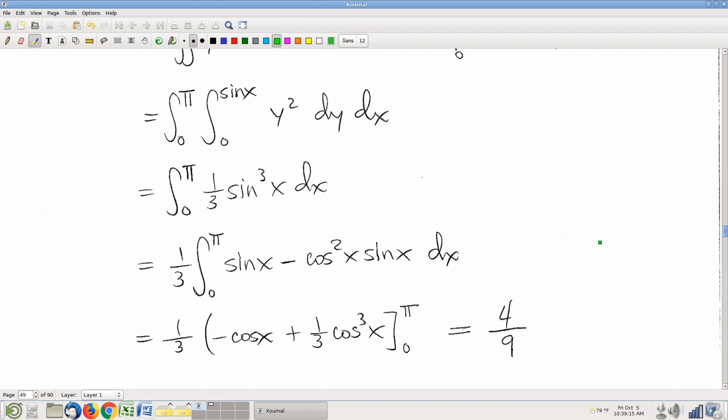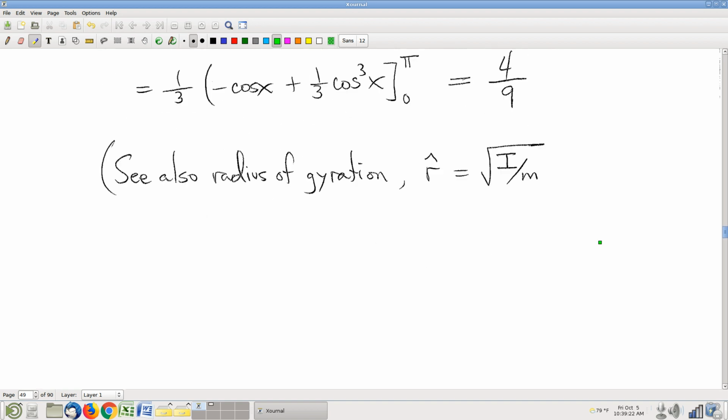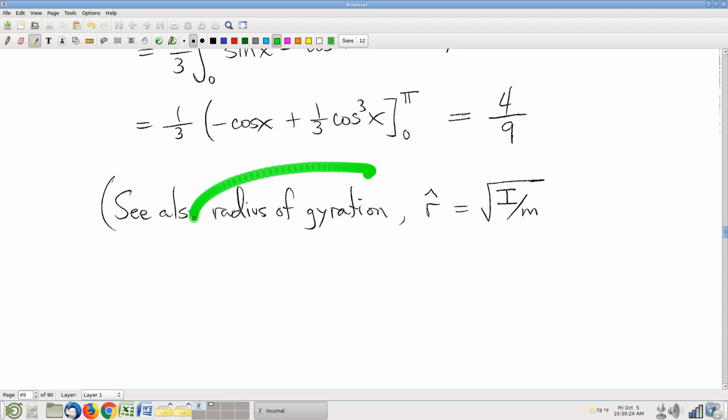This is a real skill that you absolutely need. Okay. All right. Very quick comment. There's this thing called radius of gyration that's mentioned in the book. I mention it here just because it's mentioned in the book.